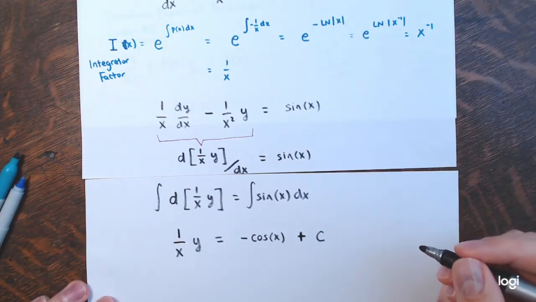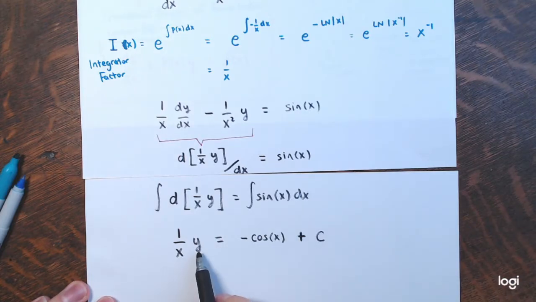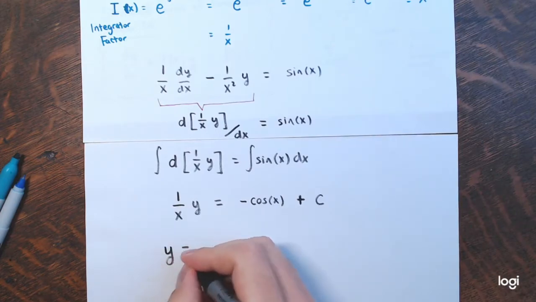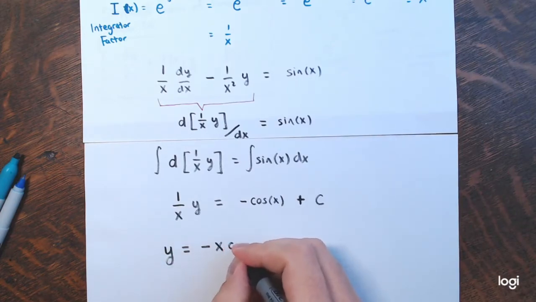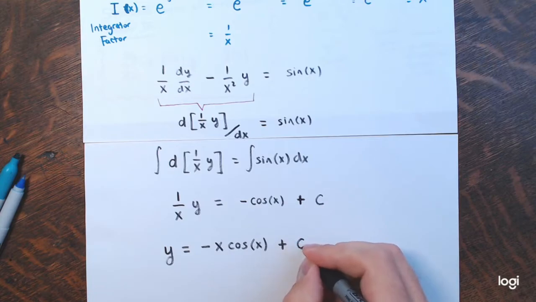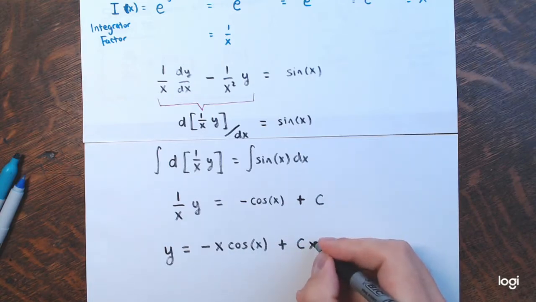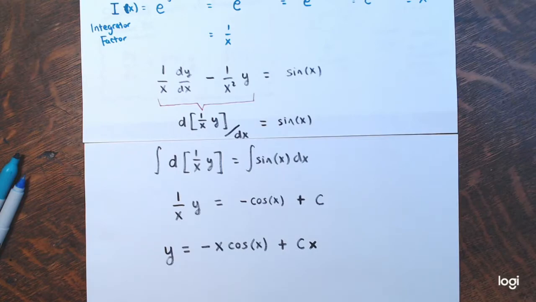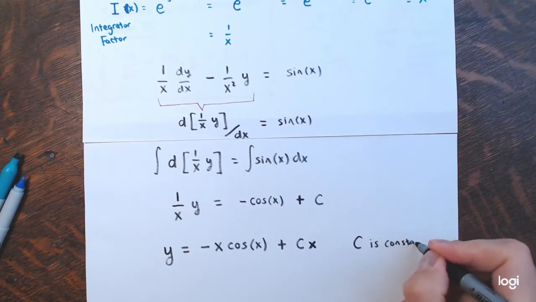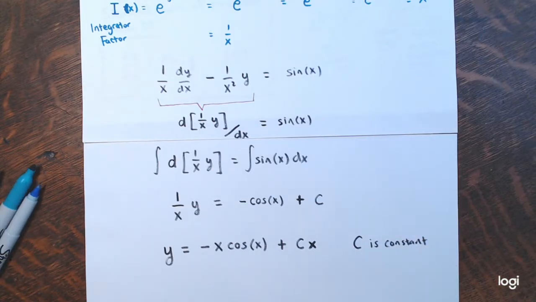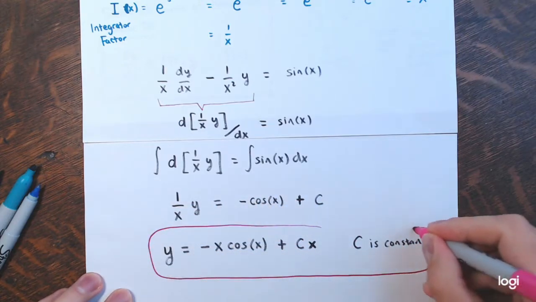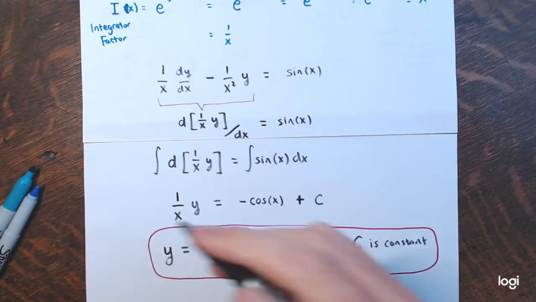All right. And then to solve for y, I simply multiply through by x. So y equals negative x times the cosine of x plus c times x. Great. Where c, again, is any constant. So there we go. Here's a great general solution to this differential equation.